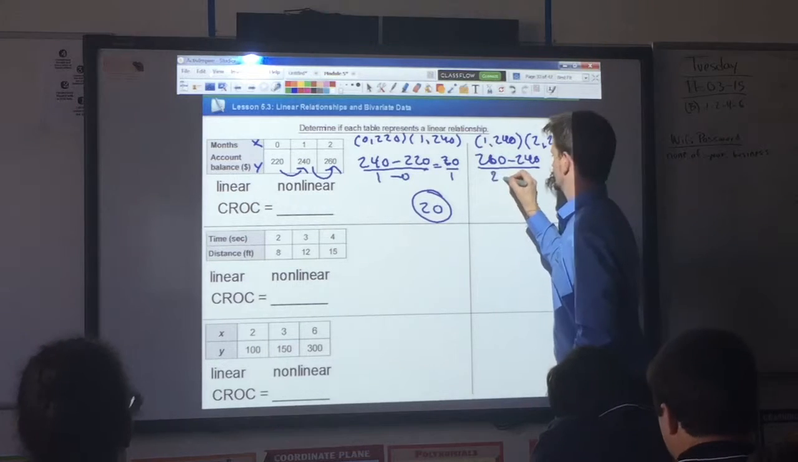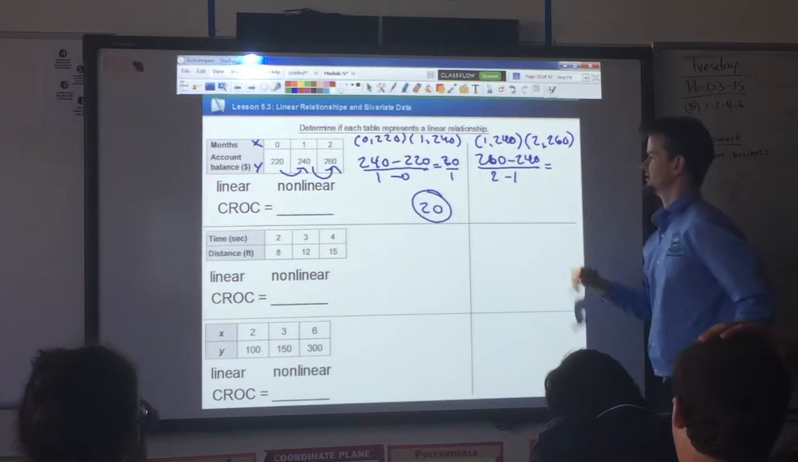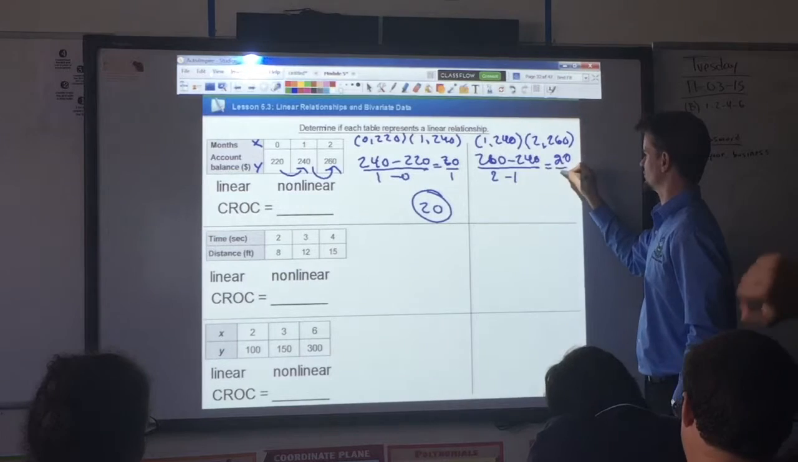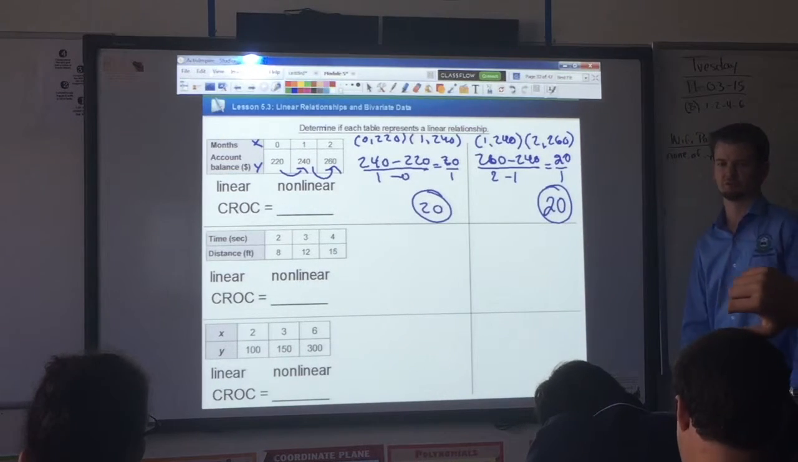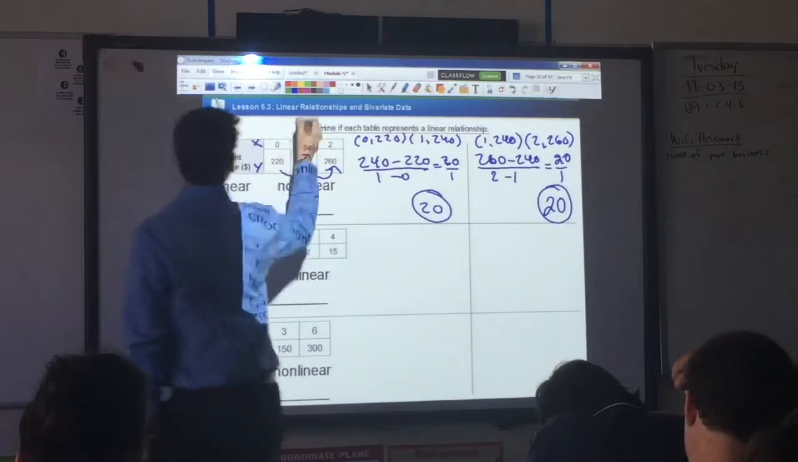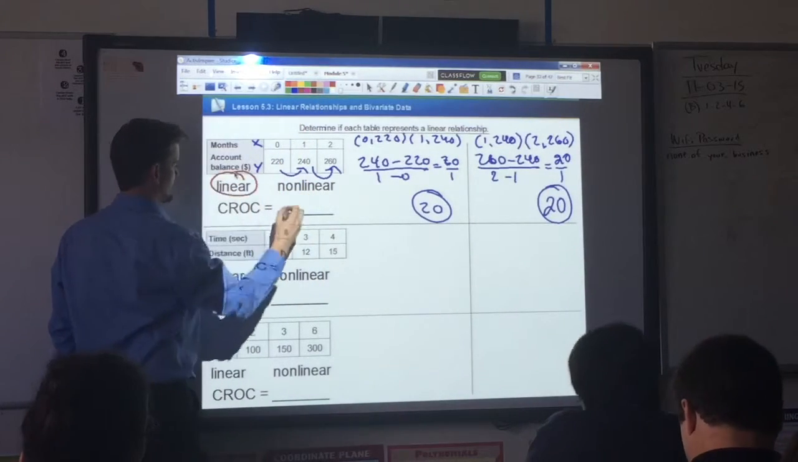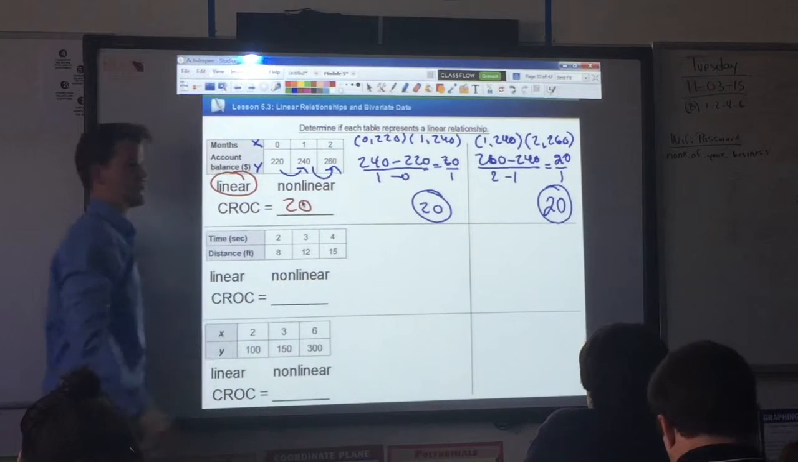Okay? 2 minus 1. 260 minus 240 is 20. 2 minus 1 is 1. So my rate of change here is 20. Do I have a constant rate of change, yes or no? Yes, I do, which means that this is, in fact, linear, and my constant rate of change is 20.